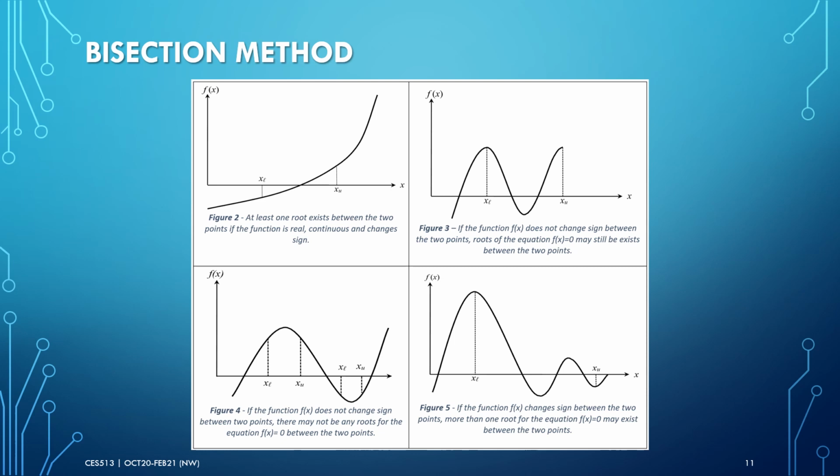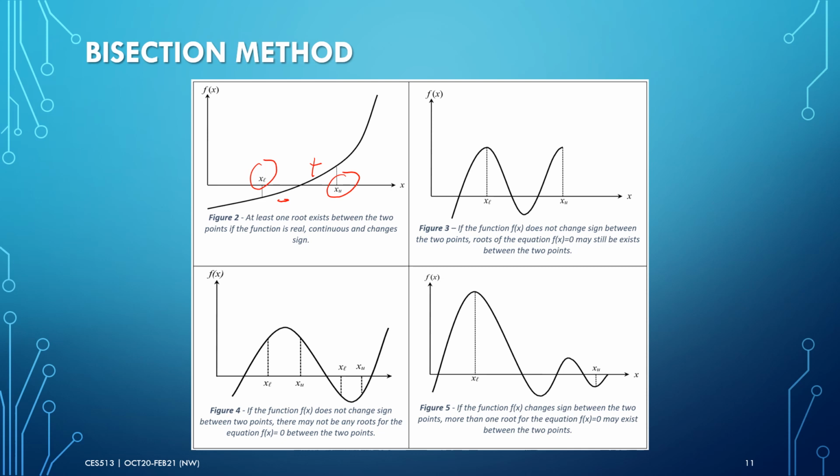Okay, let us look at these figures. For figure 2, at least one root exists between the 2 points of lower bound and upper bound, if the function is real, continuous, and changes sign. Changes sign means from negative here to positive.